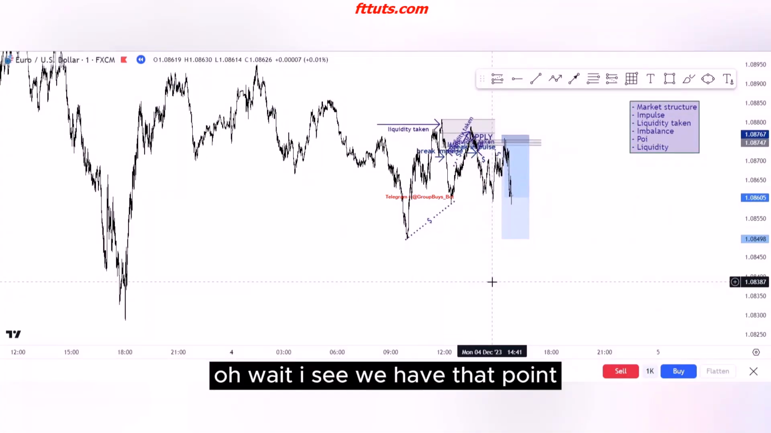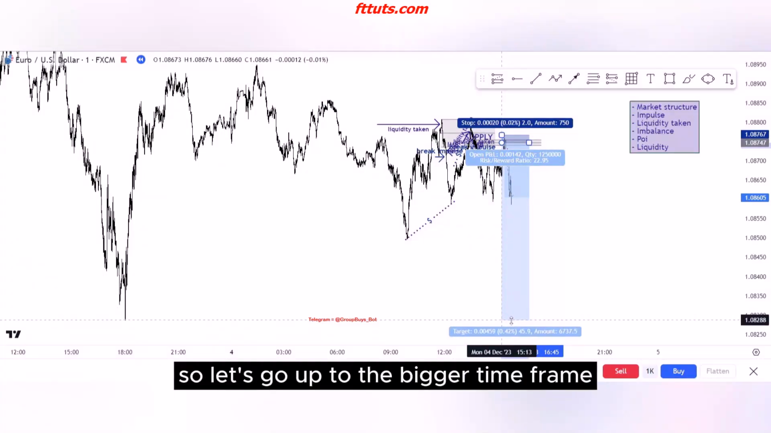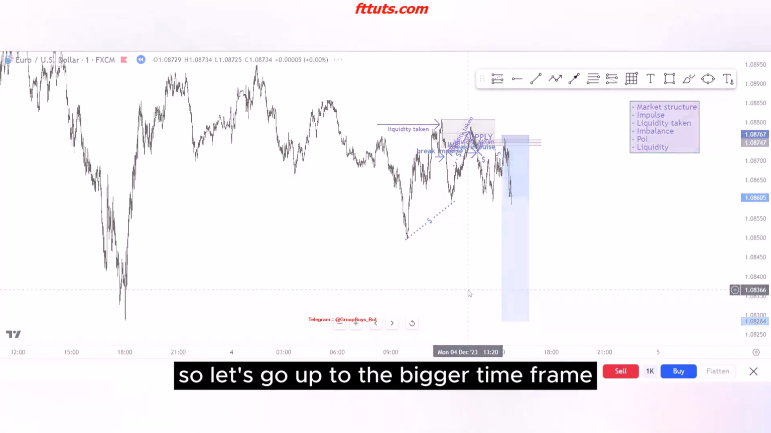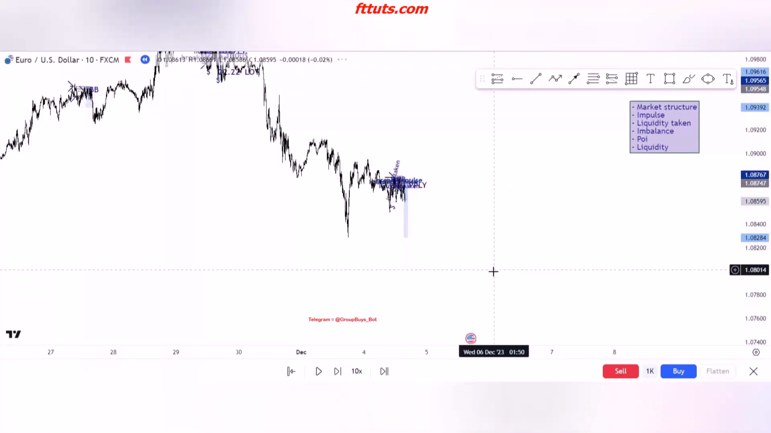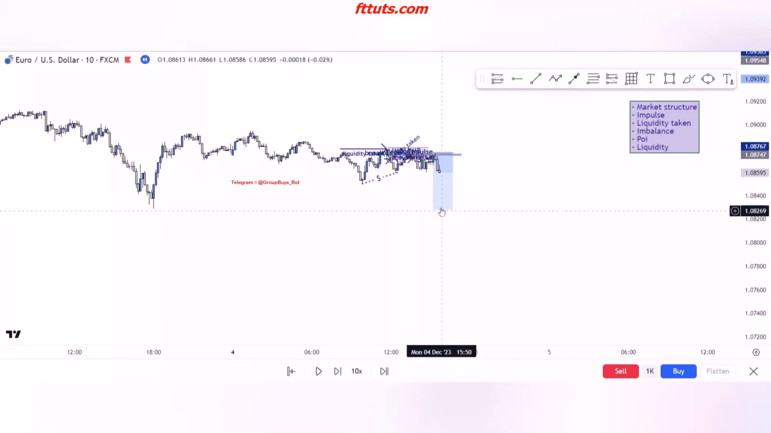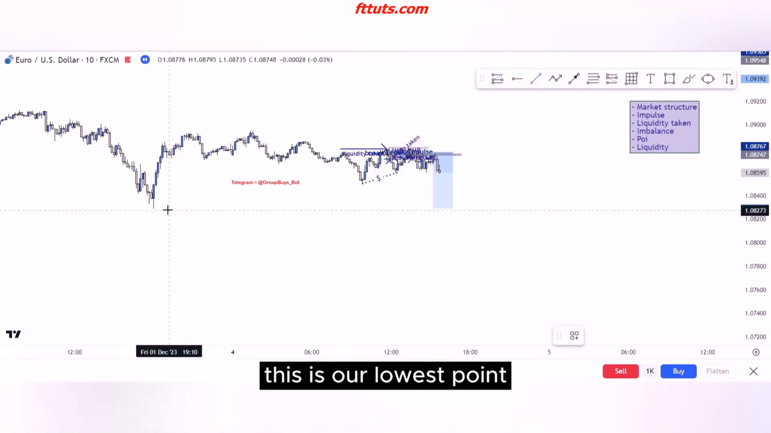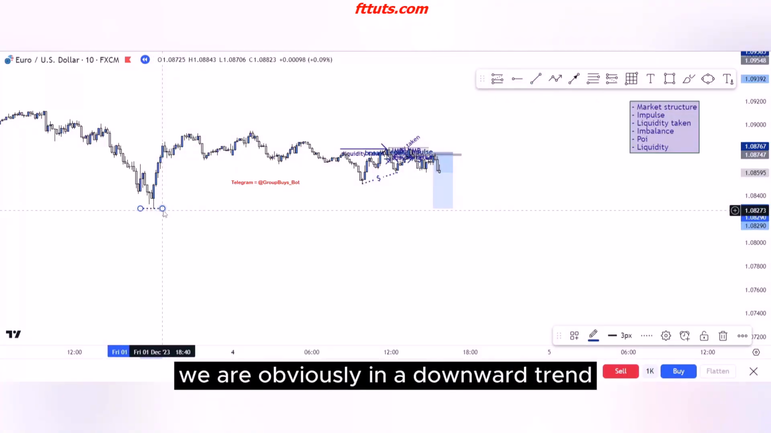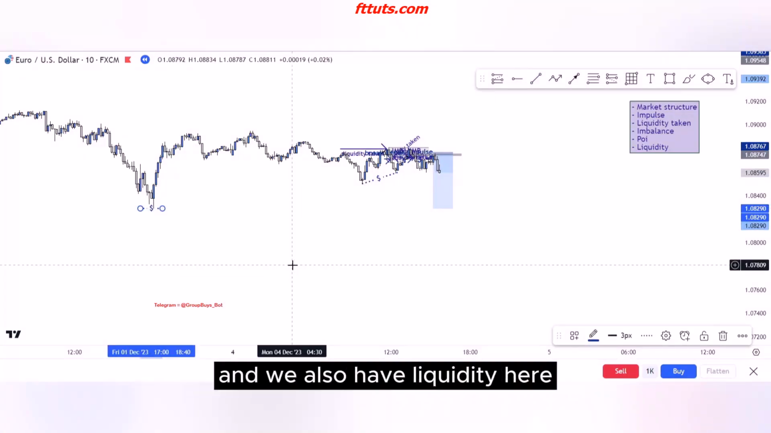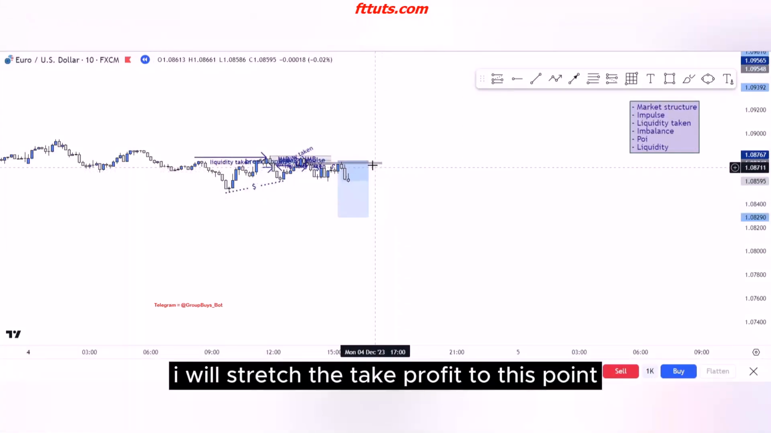Oh wait, I see we have that point, but we are in the 1 minute time frame, so let's go up to the bigger time frame. Good, this is better. This is our lowest point. We are obviously in a downward trend, and we also have liquidity here. I will stretch the take profit to this point.